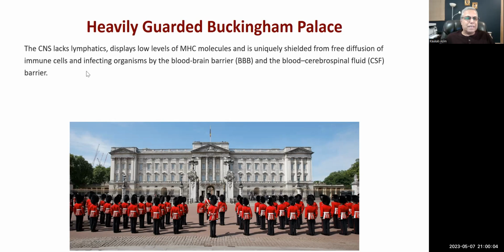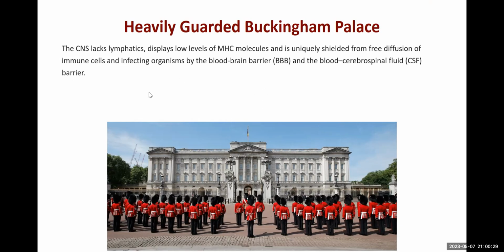So the CNS lacks lymphatics. Well, recently it has been discovered that the CNS does have lymphatics. They are known as glymphatics. I hope I'm correct. But anyway, it displays a low level of major histocompatibility complex molecules and is uniquely shielded from free diffusion of immune cells and infecting organisms by the blood-brain barrier.